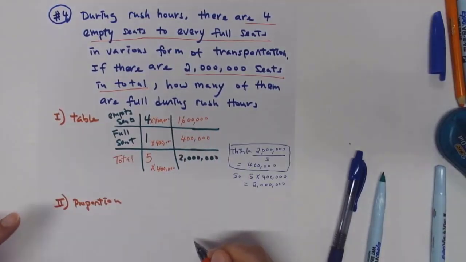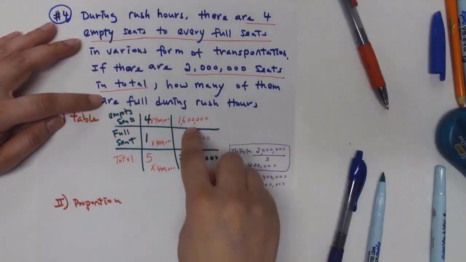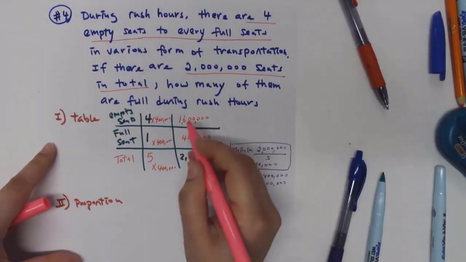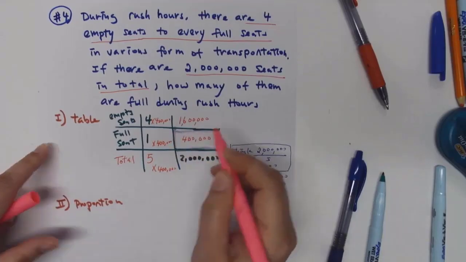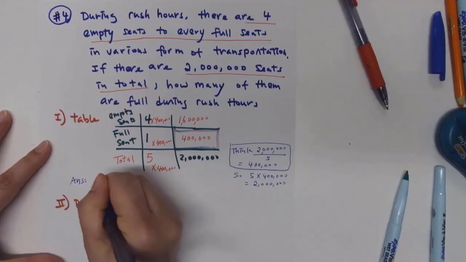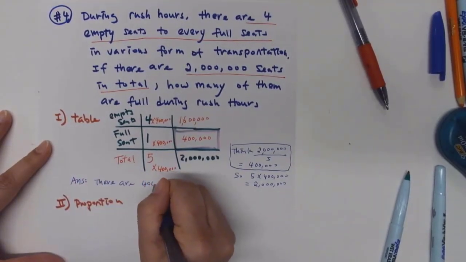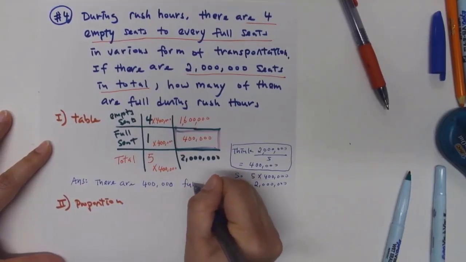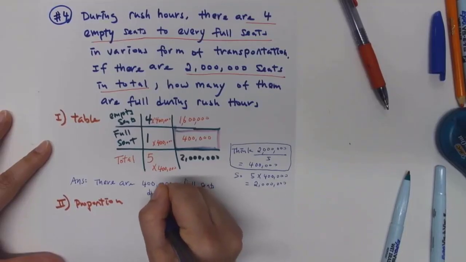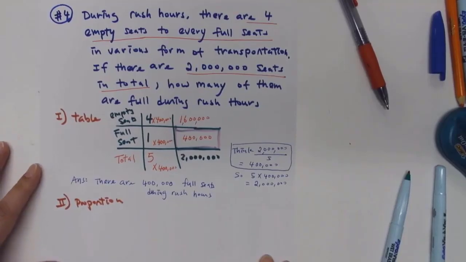And what are they asking? How many of them are full during the rush hour? So full is going to be this guy, right? So the answer is this guy. So I'm going to answer the question saying that there are 400,000 full seats during rush hour. Is that okay? That's how you use the table to solve this problem.